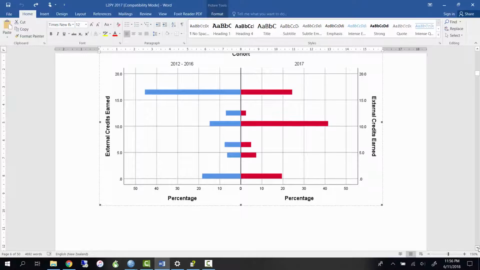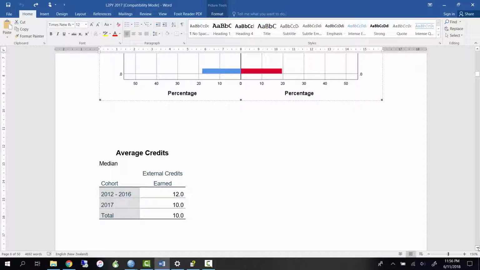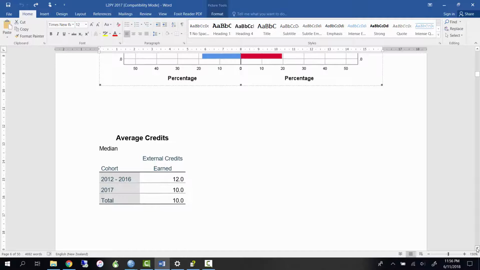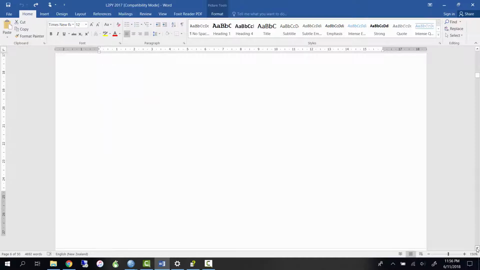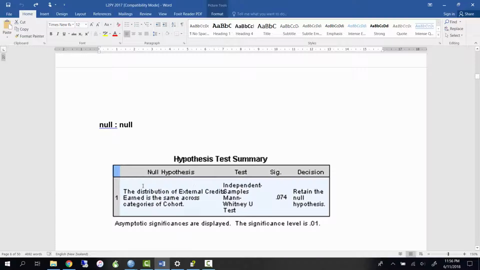So let's just scroll down to the averages, and we're using the median because the mean average can be deceptive with credit distributions. So we use the median, which is the middle person. So the middle person for 2012 to 16 earned 12 credits, and the middle person for 2017 earned 10 credits. If we scroll down to our statistical tests, we can see you get this lovely box.